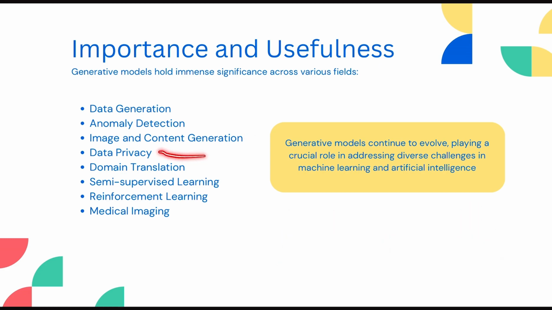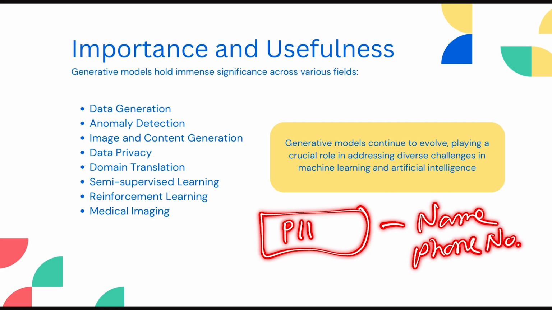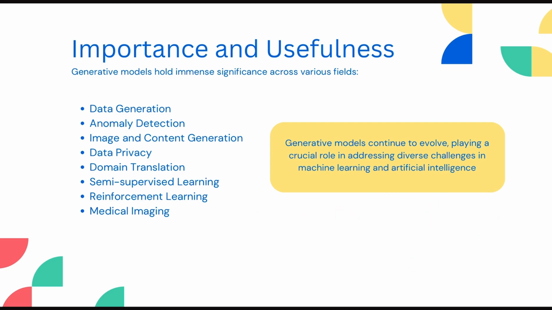Similarly, data privacy. I wanted to remove all the PII information such as name, phone number from a given data set. I can use generative AI. Data privacy, domain translation, semi-supervised learning, reinforcement learning, medical imaging. All these are importance that I would say the generative models continue to evolve, playing a crucial role in addressing diverse challenges in machine learning and artificial intelligence.